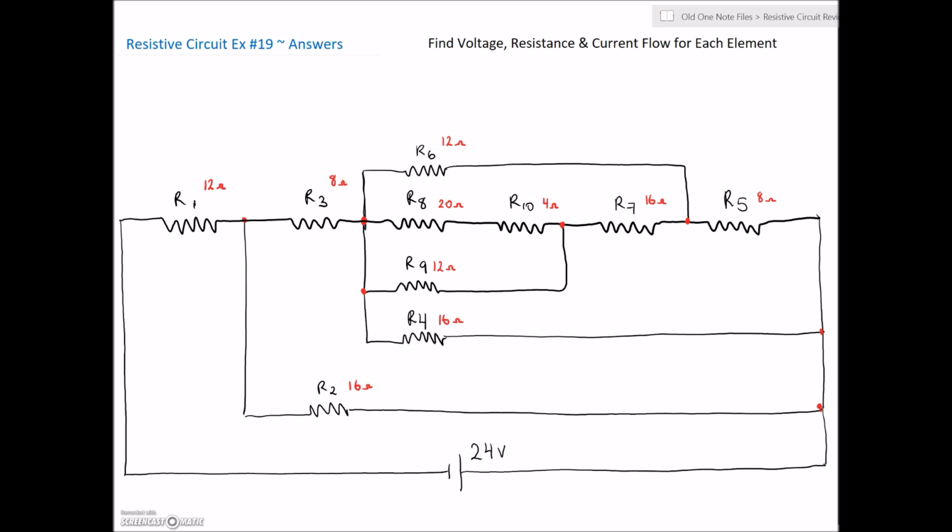Okay, so first thing we need to look for is any series combinations. So let's see, we've got R1 and it branches off, R3 then branches off, R6 is on its own, 5, 7 are on their own, 9, 4 are on their own, 2 is on its own. The only ones that seem to be directly in series are R8 and R10. So we know that resistors in series are going to add together. R8's 20, R10 is 4. So we'll add those up to give us 24 ohms, and we'll just eliminate these. So 8 and 10, and we're back down to 24 for an equivalent resistance. Okay, so we'll just draw that in there.